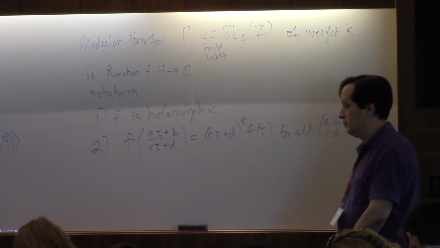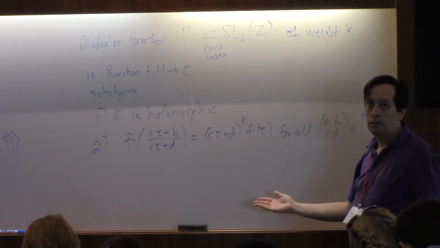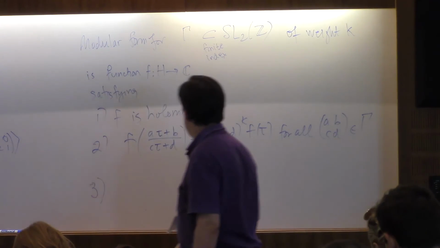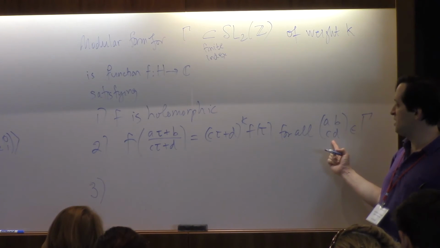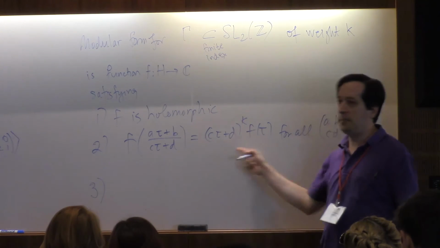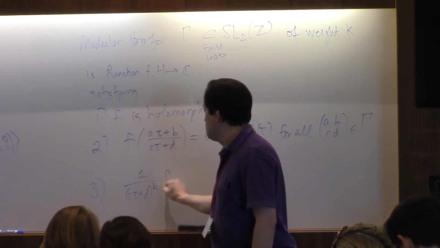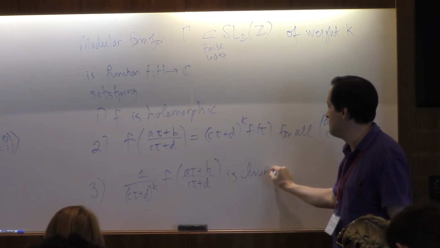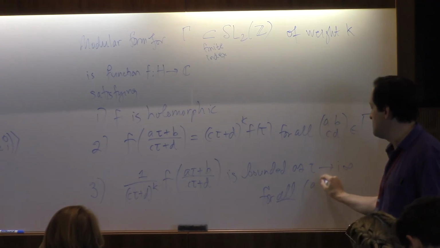And then I need a third condition. Remember, for a modular form on all of SL2Z, the third condition is that the function is bounded as you go off to infinity. The generalization of that: for things in this subgroup, 1 over (c tau plus d) to the k times f of (a tau plus b) over (c tau plus d) is equal to f of tau. But if the matrix is in SL2Z and not in the subgroup, these might not be equal. So the third condition is that 1 over (c tau plus d) to the k times f of (a tau plus b) over (c tau plus d) is bounded as tau goes to i infinity for all matrices in SL2Z.